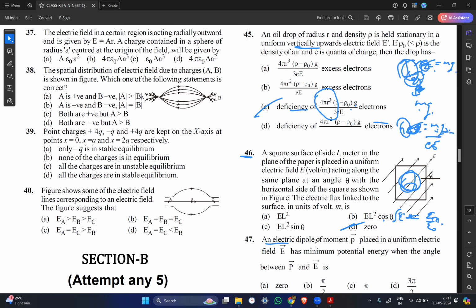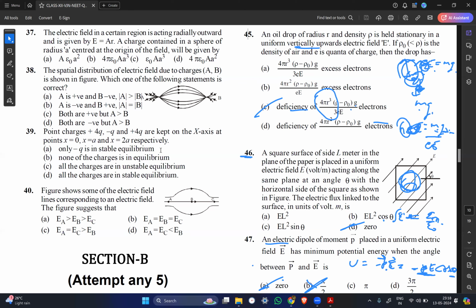47, an electric dipole of moment P is placed in a uniform field, has minimum potential energy. So potential energy is minus P dot E. Sorry, it is a dot product, so minus PE cos theta. It will be minimum when theta is 0 degrees. Cos is 1 when it is 0, but 0 is not the minimum. A negative value is the minimum.